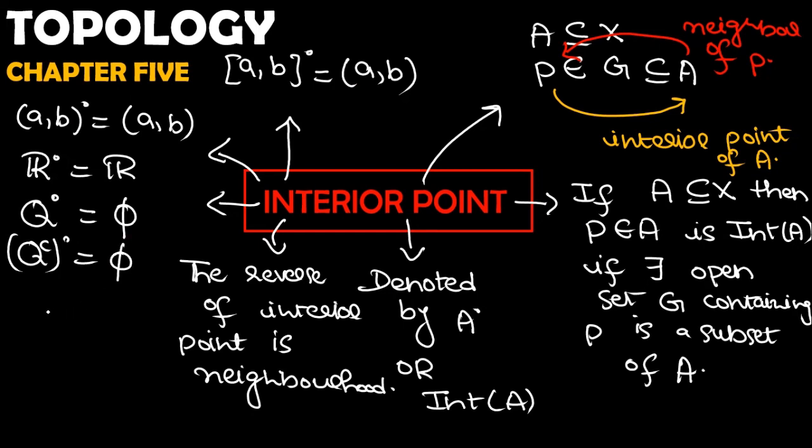Similarly, I cannot find the neighborhoods of natural numbers. So the interior of natural numbers is also empty. Same goes with integers. The set of integers also has an empty interior. So I hope you understand this, and these are very important points about interior points. You can take a screenshot of it.